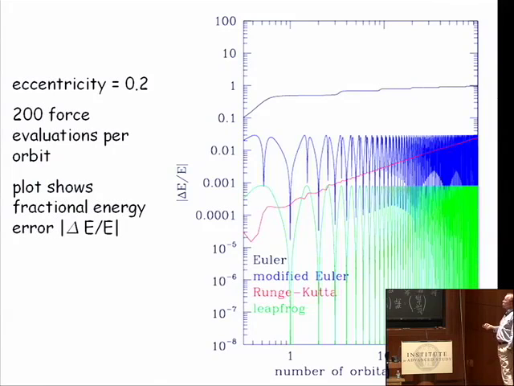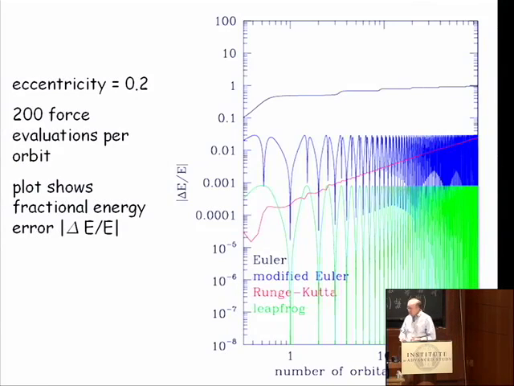And as you can imagine, if you tried to follow this for 10 to the 9th orbits, Runge-Kutta would be totally useless compared to these much simpler methods. And the question is, what's going on? Why are these two methods doing so well, likely to do so well over very long times compared to Runge-Kutta?